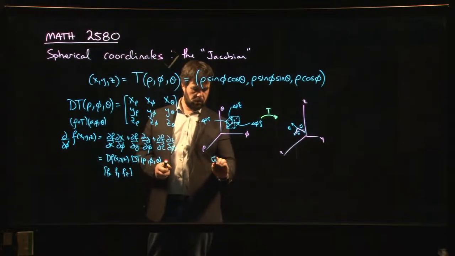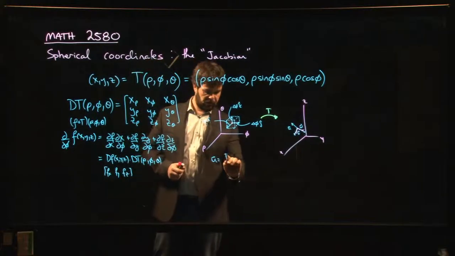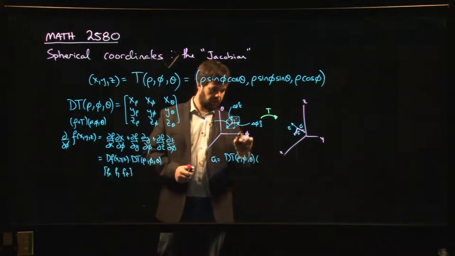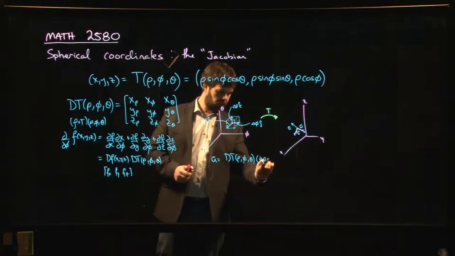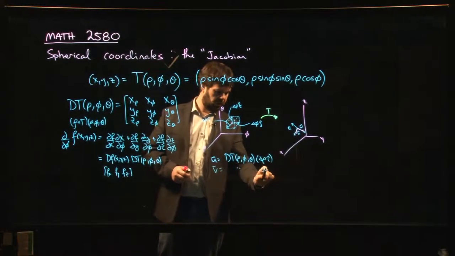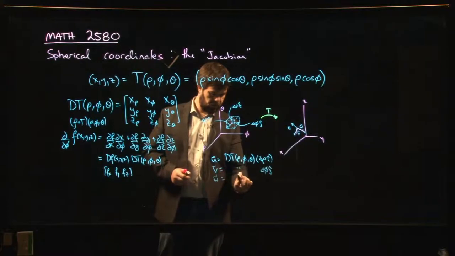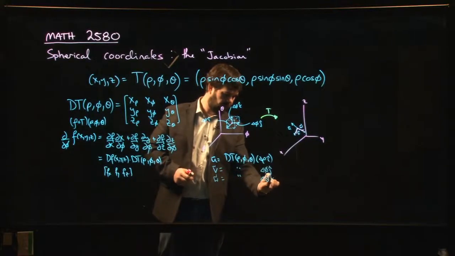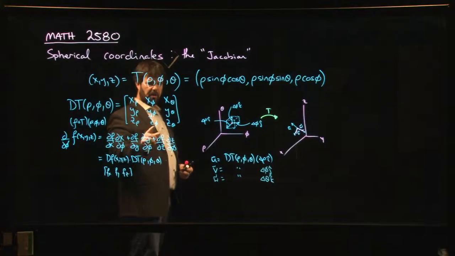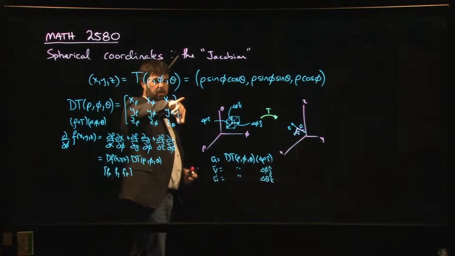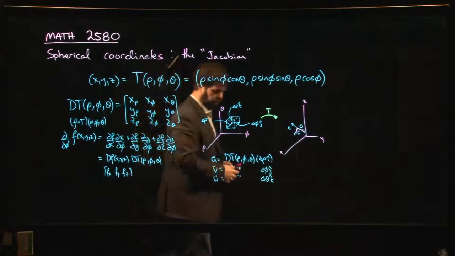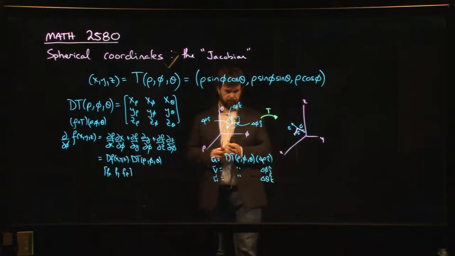In fact, you can work out that U is what you get if you take this dT of rho phi theta and multiply by delta rho times i. With similar results, for V it's the same thing, but delta phi times j, and for W, the same thing, but you multiply by delta theta and k. Multiplying by i, that is (1, 0, 0), gives you the first column. Multiplying by j gives you the second column, multiplying by k gives you the third column, and you can work out how this goes.